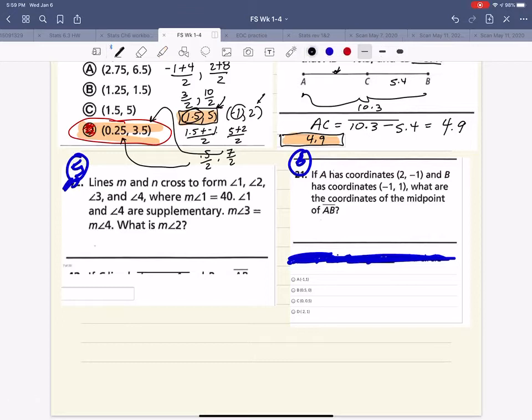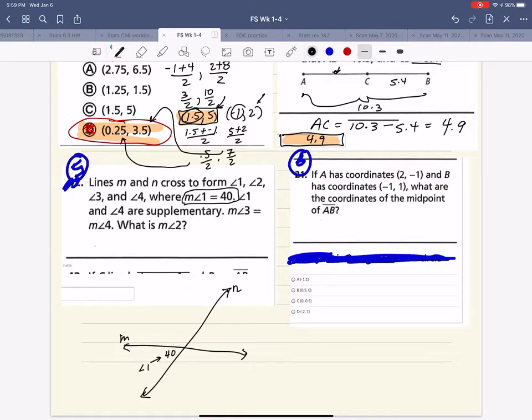Question 5. Lines M and N cross. So we're just going to draw, looks like that's M and that's line N. So 2 lines cross, and they form angles 1, 2, 3, and 4. Okay, so it says angle 1 is 40, so I'm just going to let my acute angle be 40, and that's supposedly called angle 1. And it says 1 and 4 are supposed to be supplementary.